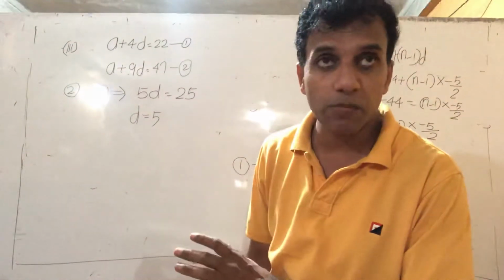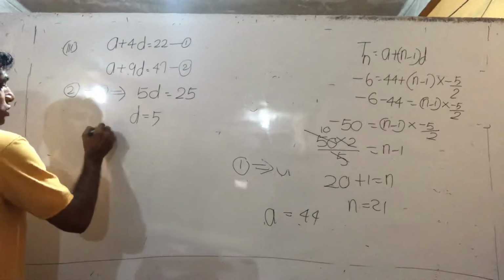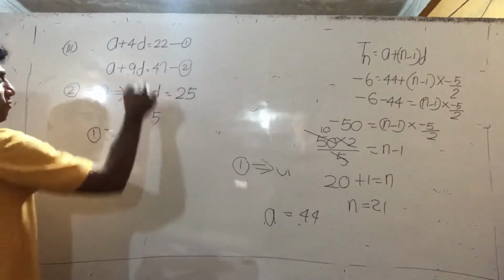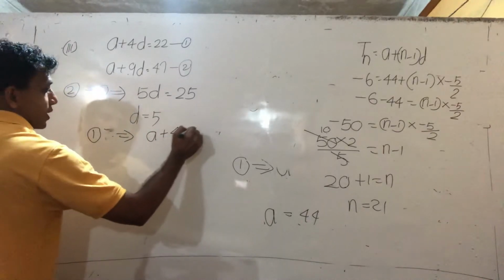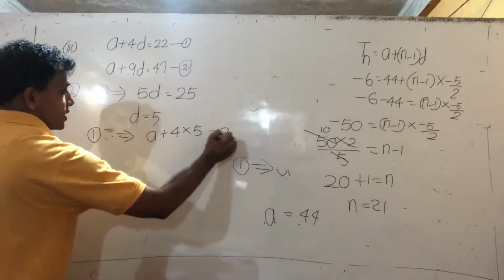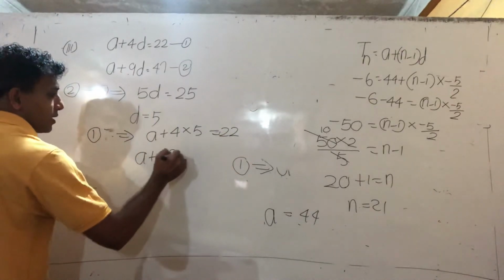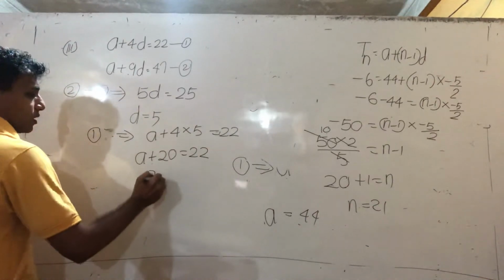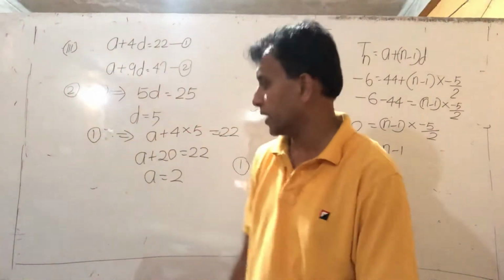Find the first term by substitution. In the first equation, put D for 5. A plus 4 times 5 is 22. So A plus 20 equals 22, and subtract 20. The first term is 2, right? First term is 2. Okay.